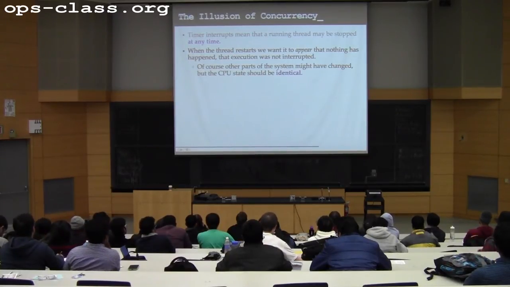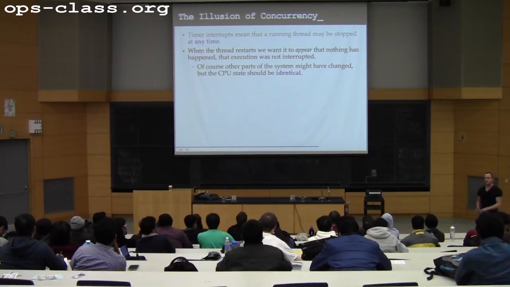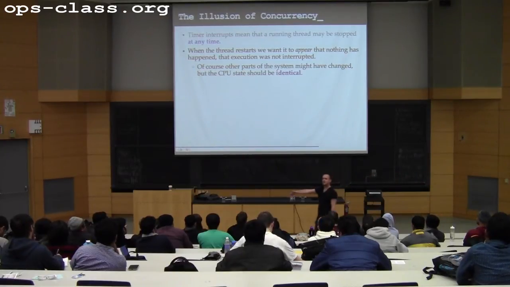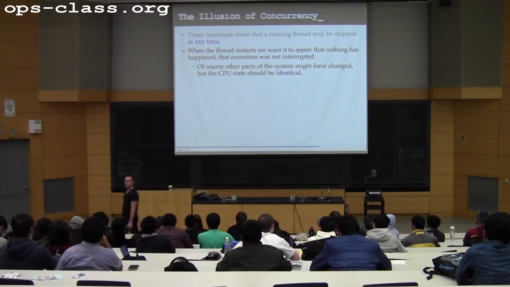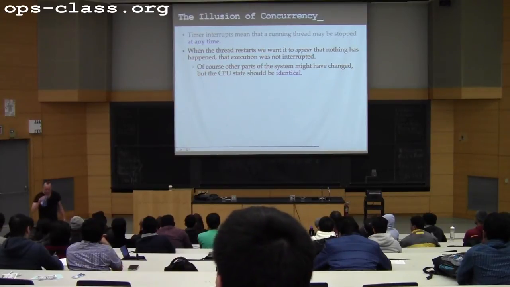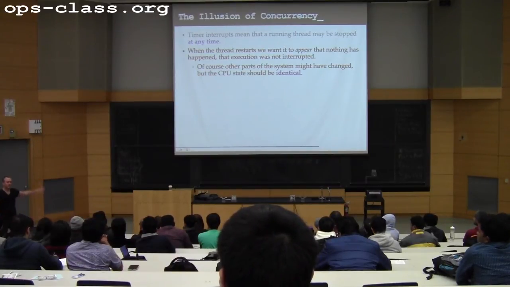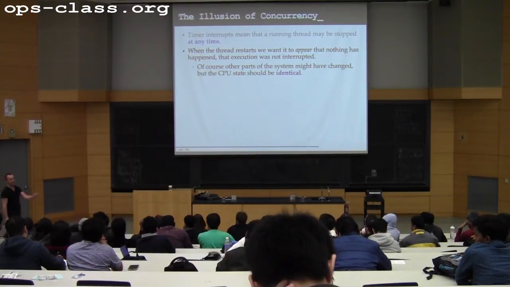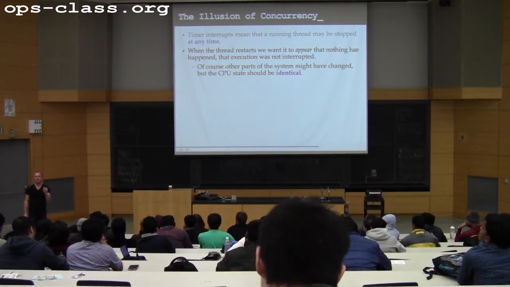Now, when I restart the thread, I don't want the thread to know about this. To the thread, I want it to just look like it was just executing instructions, and then it kept executing instructions, right? To do this properly, it should be completely transparent to the thread. I have to make sure that, and this is the operating system's job to make sure this happens, right? So from the thread's perspective, it has its own CPU, right? Its own CPU that it always gets to run on.